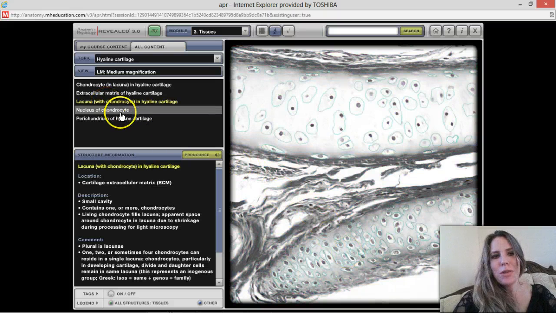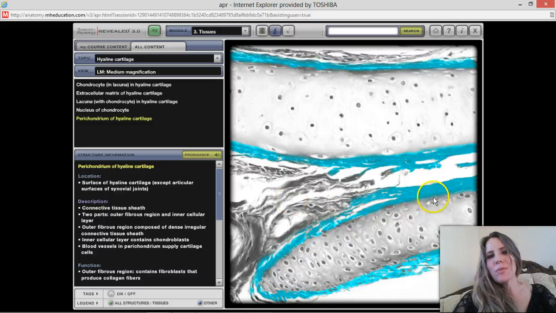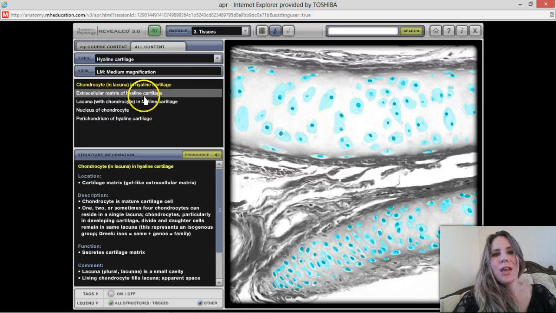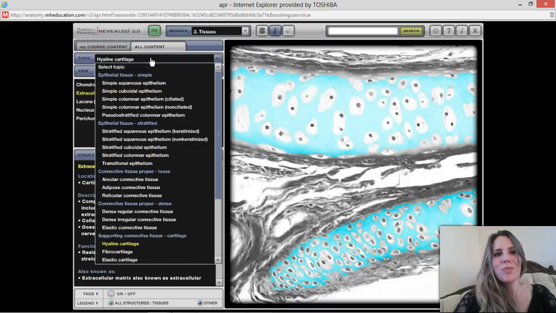The lacunae with the chondrocytes in them, nuclei of the chondrocytes. There's your perichondrium surrounding the hyaline cartilage. And here's the chondrocytes inside of the lacunae. And there's your extracellular matrix. So there's some hyaline cartilage.